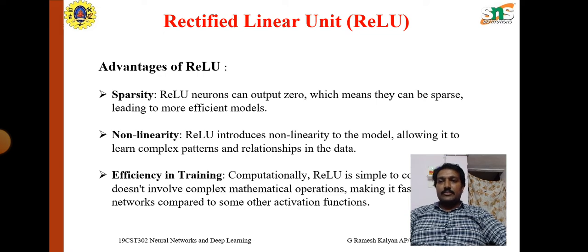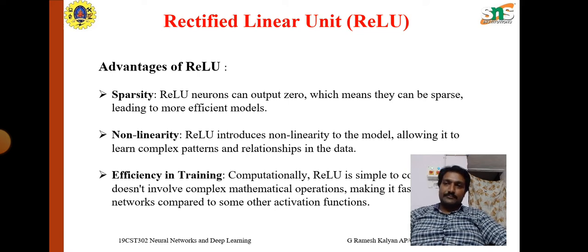What are the advantages of rectified linear unit? The first one is sparsity. Rectified linear unit neurons can output 0, which means they can be sparse, leading to more efficient models. Next one is non-linearity. Rectified linear unit introduces a non-linearity to the model, allowing it to learn complex patterns and relationships in the data.